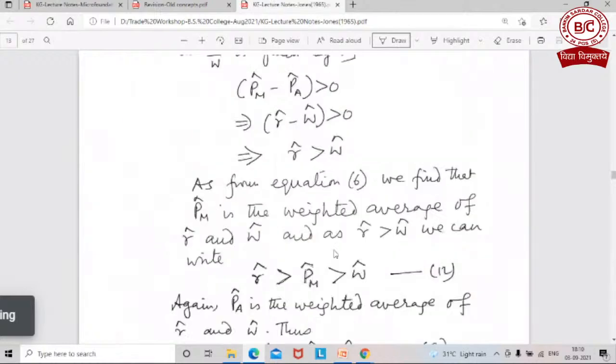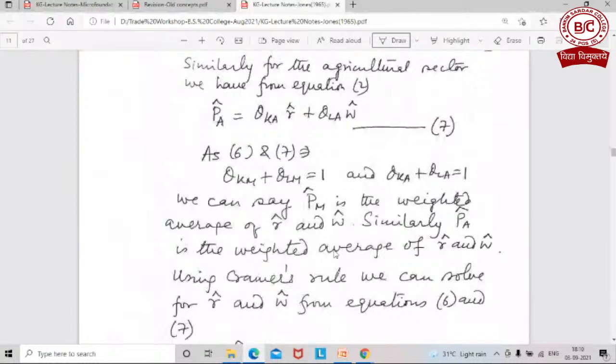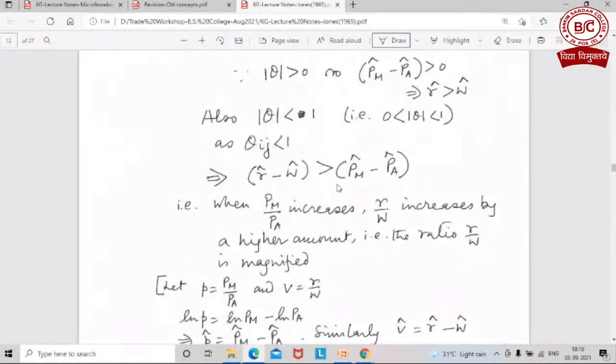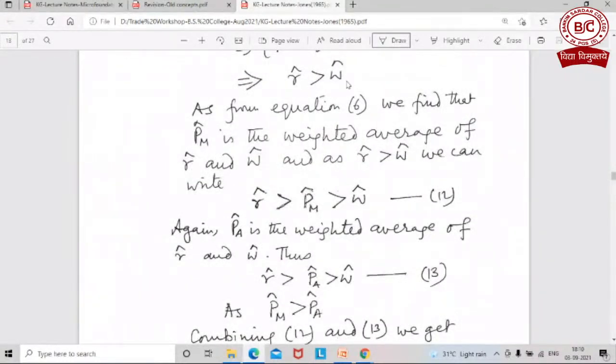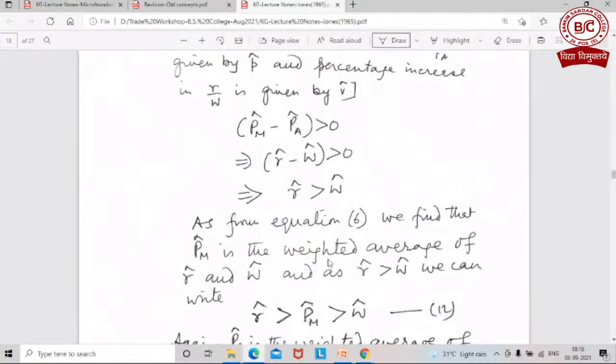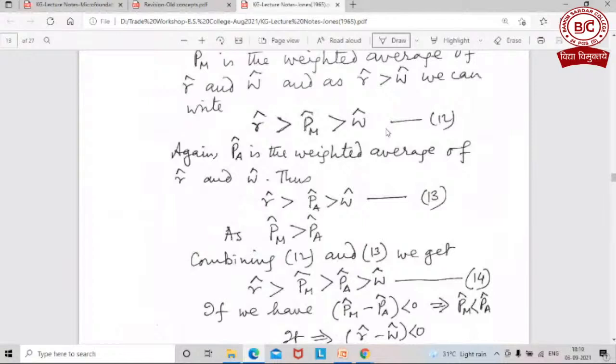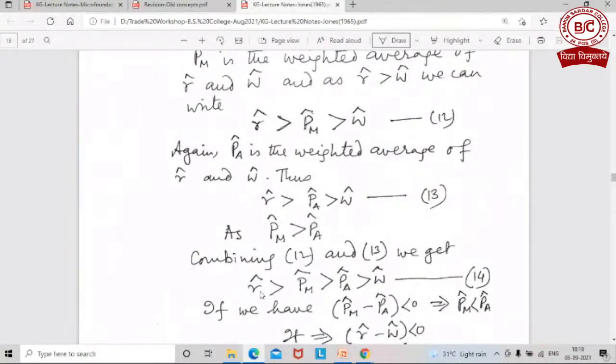Yes, sir. Similarly, I have already explained that PA hat is the weighted average of R hat and W hat. Now, we have already explained that R hat exceeds W hat. So, R hat should be greater than PA hat, and PA hat should be greater than W hat, just like the earlier one. Now, you combine these two with the condition that PM hat is greater than PA hat, because this is possible if and only if PM hat is greater than PA hat. So, if you combine 12 and 13, subject to this condition, you can rewrite it in this way. R hat is the highest increase, then we have PM hat, then we have PA hat, then we have W hat. So if PM increases by 1 unit, R increases by more than 1 unit, and W increases by a lesser amount, provided the increase in PM is greater than the increase in PA.